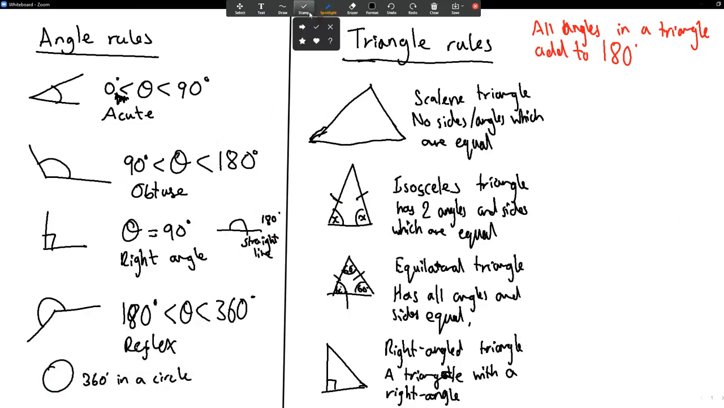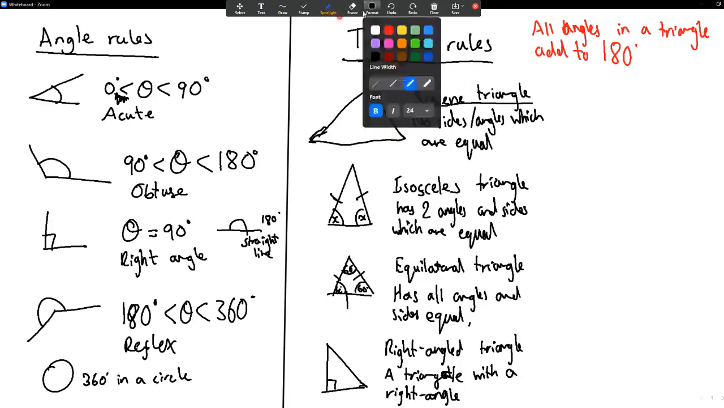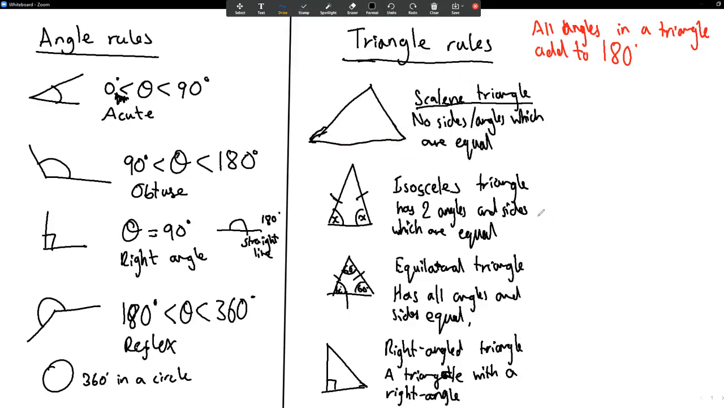Our triangle rules are the different types of triangles. So we have four main triangles. We have the scalene triangle, which has no angles or sides that are equal. So none of these sides here are equal, and none of the angles are equal. That's what makes a scalene triangle. If two of the sides are equal, we get an isosceles triangle.